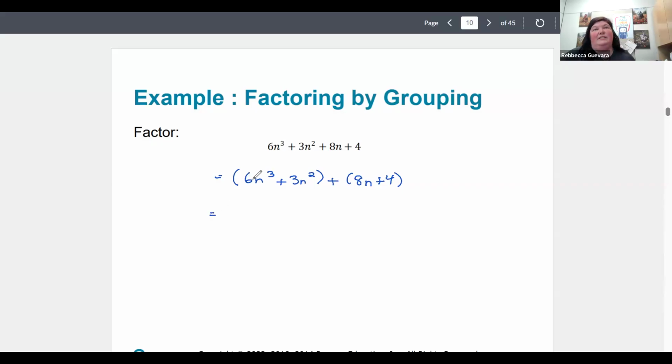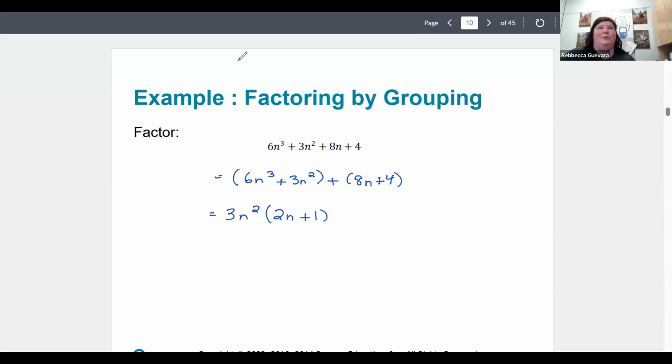So we have a 6 and a 3. We can at least factor out a 3. We have an n cubed and an n squared. We can at least factor out n squared. So 6n cubed, if I divide or factor out that 3n squared, leaves me with 2n. And then my 3n squared, if I factor out 3n squared, just leaves me with 1.